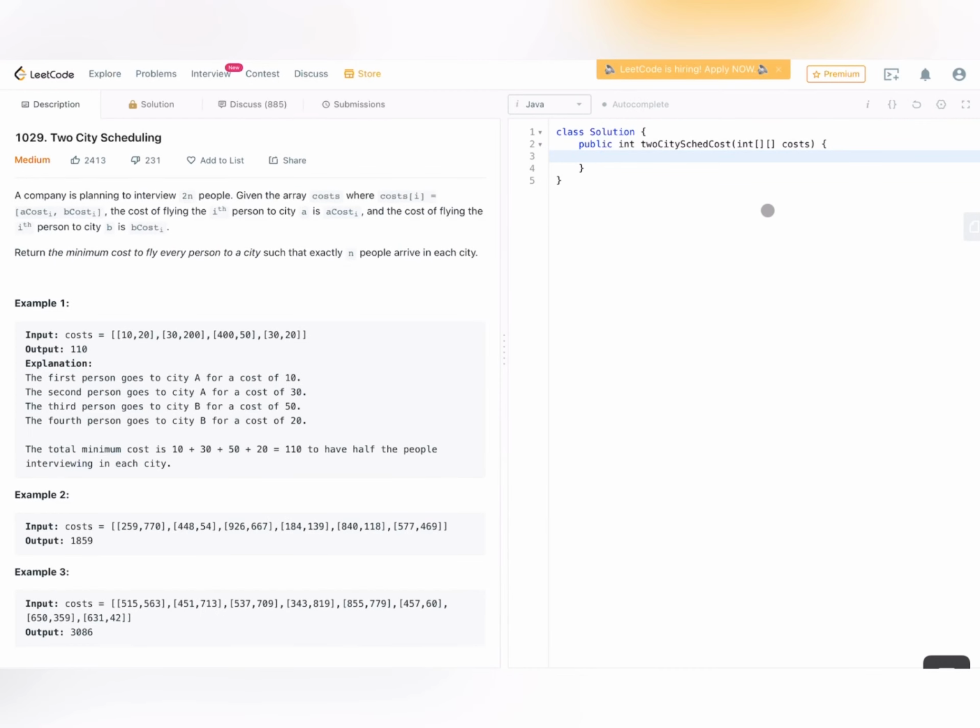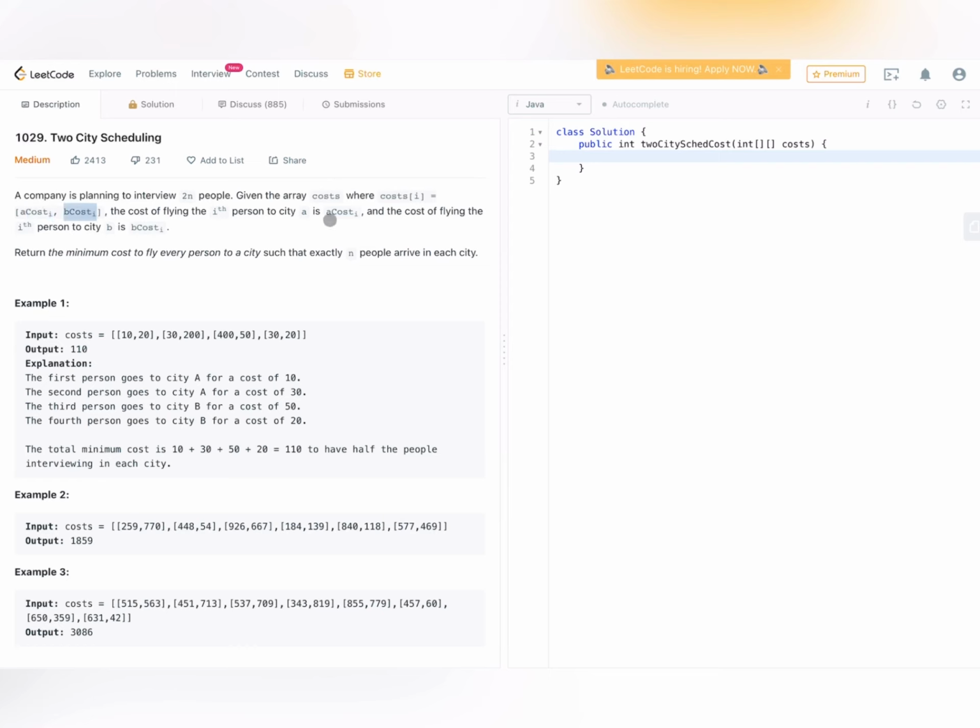Let's solve this problem together, Two City Scheduling. Let's understand the problem first. The company is planning to interview 2n young people. Given the array costs, where costs[i] is the cost to fly one person to one city versus to another city.